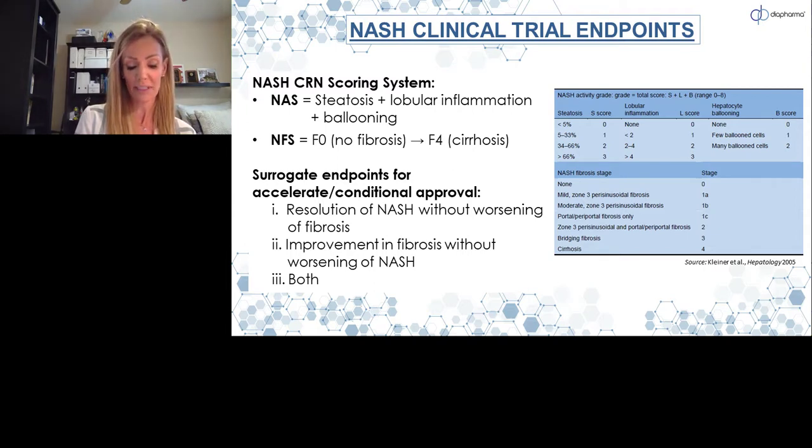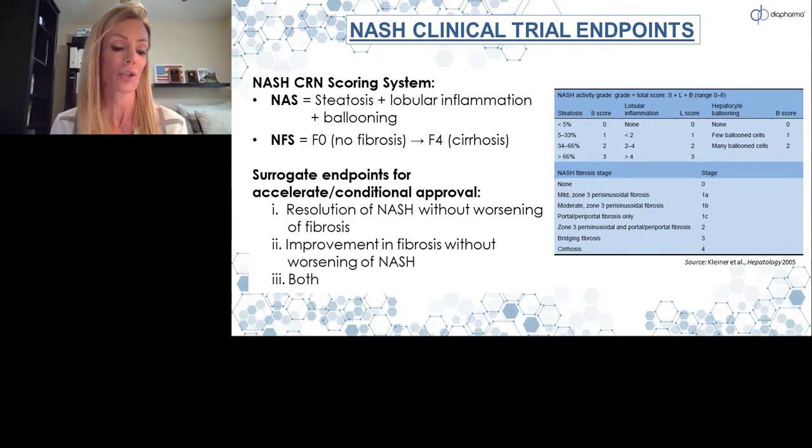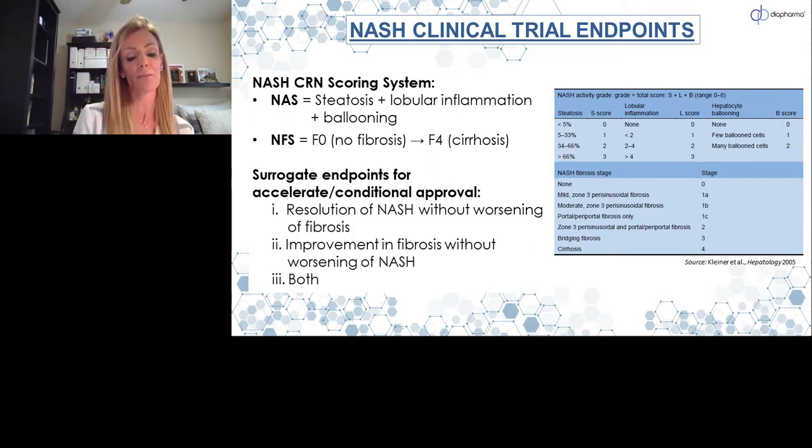The NASH fibrosis stages range from F0, meaning no evidence of fibrosis, to F4, indicative of cirrhosis. And one analogy that I've heard to relate the NAS and fibrosis stage is that of a road trip. The fibrosis stage tells you where you are in your journey, and the NAS tells you how fast you are traveling along your route.